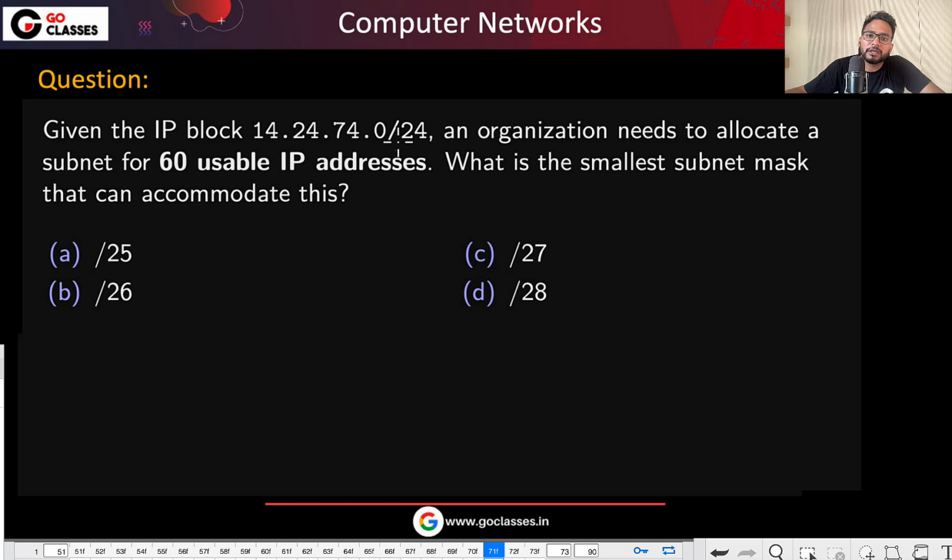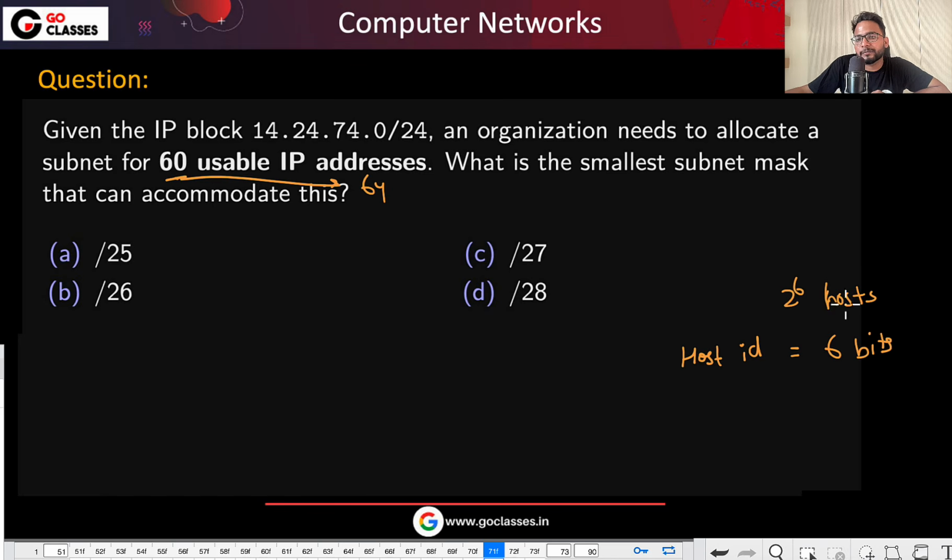Now they are saying the organization needs to allocate a subnet for 60. So for 60, the nearest power of 2 is 64. What is the smallest subnet mask that can accommodate it? You need 64, which means you need 6 bits from the host ID, because you need 2 power 6 hosts or IP addresses, doesn't matter.